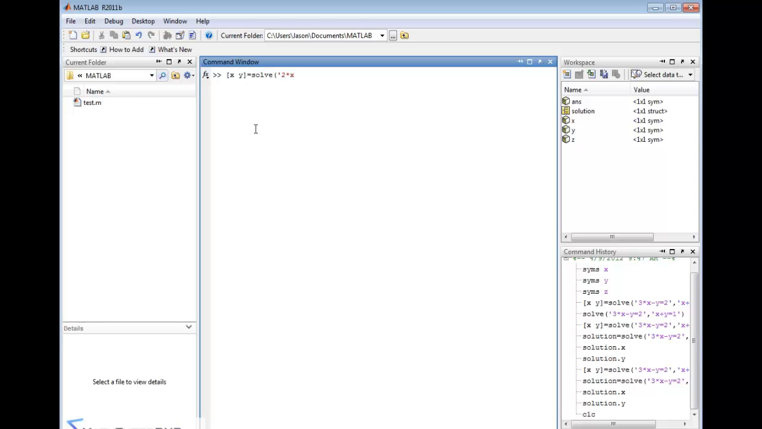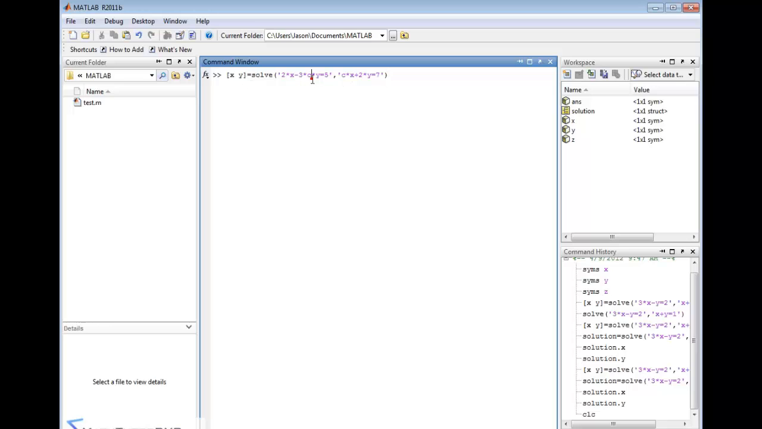2 times x minus 3 times the constant c times y is equal to 5. That's the first equation, so I'm going to end the quotation there, comma, begin a new quotation. The second equation is c, which is again a constant, times x plus 2 times y is equal to 7. I'll close this one off, and close the parentheses. What I have here is two equations: 2x minus 3cy is equal to 5, and cx plus 2y is equal to 7.